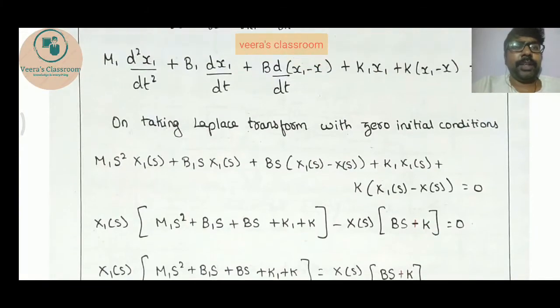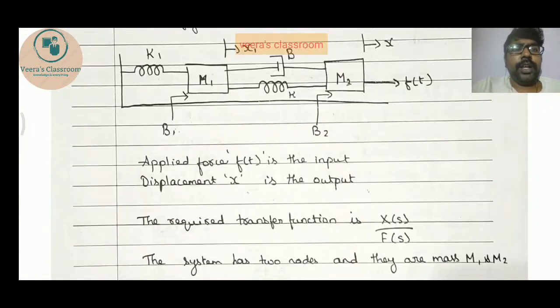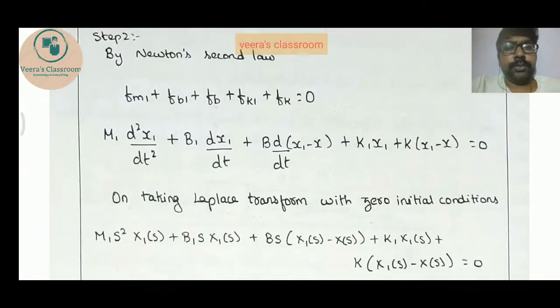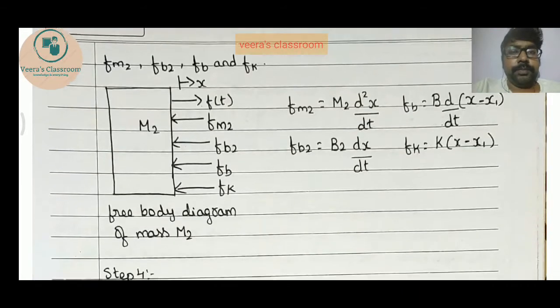We will see the diagram again to verify it, because that is more important. When you look at the second object M2, it has one frictional element B between M1 and M2, one elastic element between M1 and M2, one frictional element B2, an applied force, and an opposing force based on mass. So we have 4 opposing forces and one applied force.